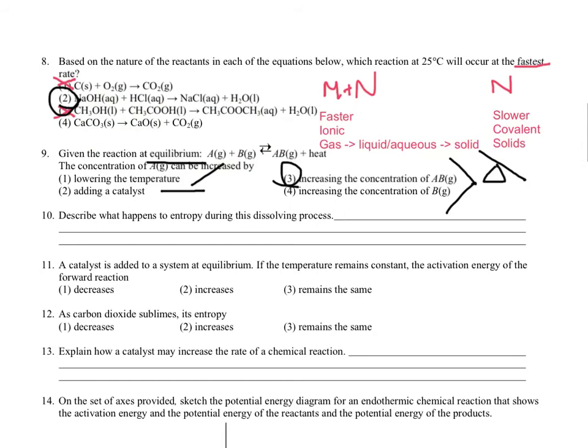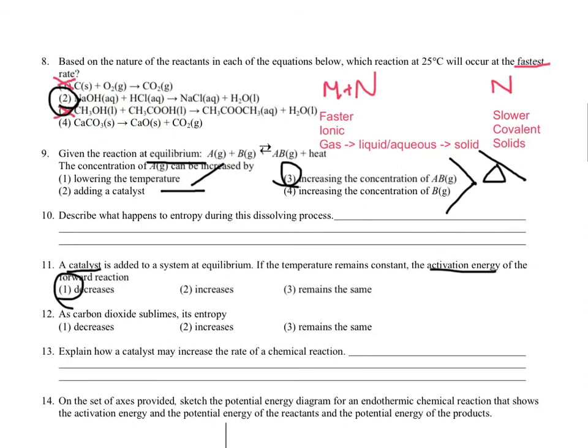In question number 11, we're asked when a catalyst is added, what happens to the activation energy? And of course, we can recall that whenever you add a catalyst, you decrease the activation energy.